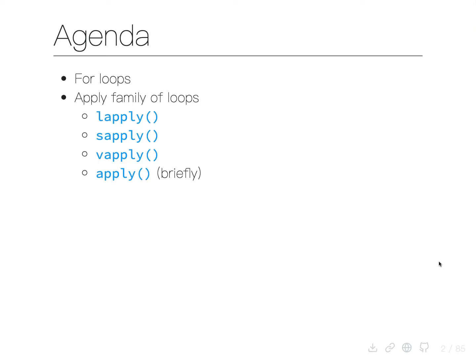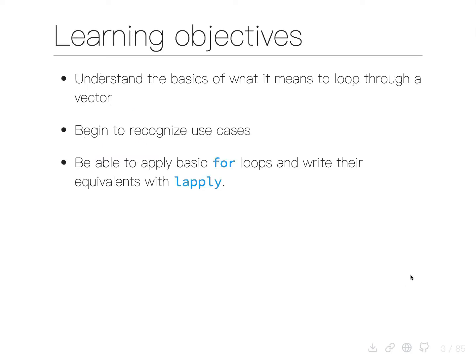But then from there, we'll dig into these more R specific variants, which are this apply family of loops. There's other apply family loops, specifically apply at bottom, that we will only cover very briefly. We'll mostly focus on lapply, and then sapply and vapply are basically the same thing, just with slight differences. Okay, and then after that, we will have our first lab for the term.